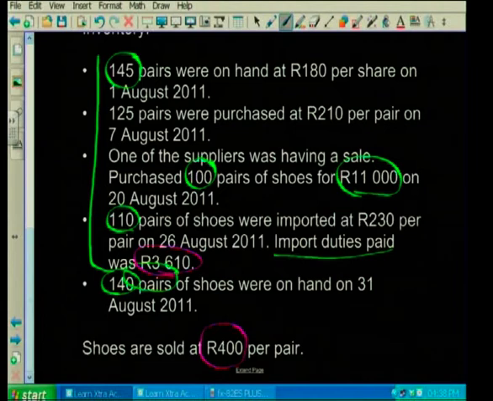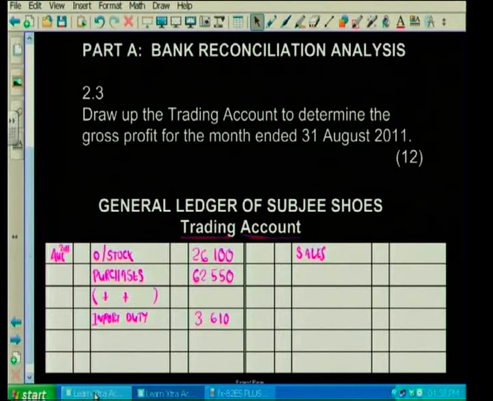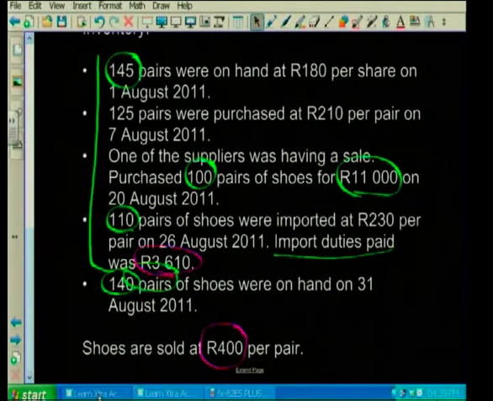Right? You sold at 400 Rand per pair. So watch this here, guys. If you had bought 480 and you have 140 left over, then definitely you have sold 340 pairs. Correct? Okay. Now, how much did you sell those at? You sold them at 400 Rand per pair.